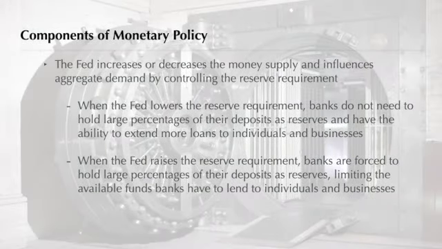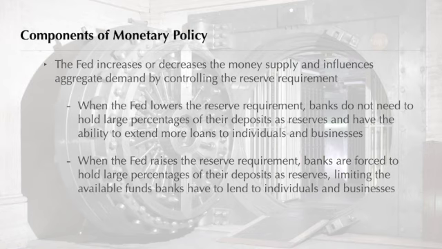The Fed can increase or decrease the money supply and influence aggregate demand through its control of the reserve requirement percentages. When the Fed lowers the percentage, banks do not need to hold as large a portion of their deposits as reserves. The result is that banks can extend more loans. The combination of more money and easier credit produced by the easy money policy serves to increase aggregate demand and production in the overall economy.